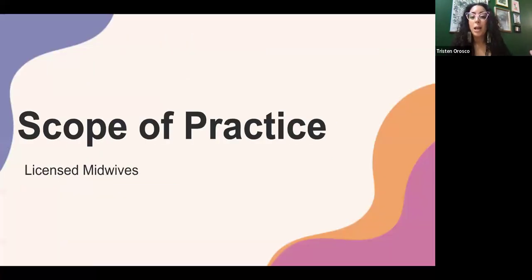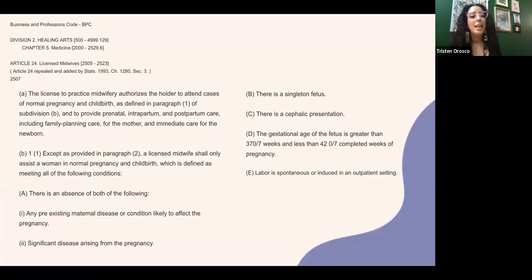So because we are licensed midwives, we're going to be focusing on our scope of practice and what the state has outlined for us. So next slide. This is just a snippet of a much larger document. Our regulations are found in the Business and Profession Code. So if you would like to look it up, the information is in the top right to be able to do so.